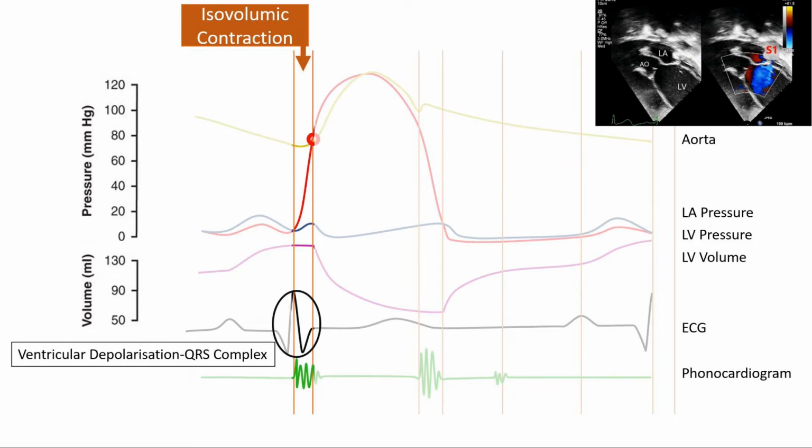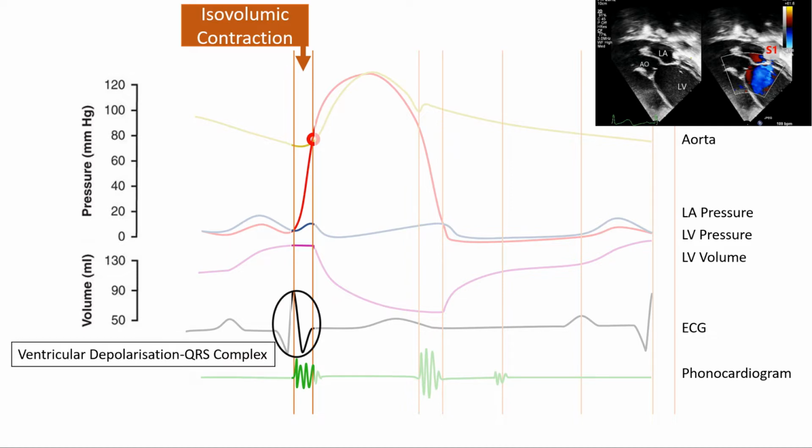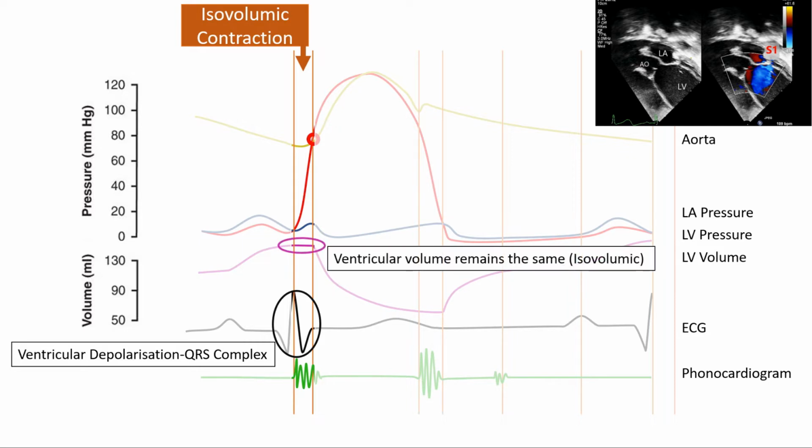Now we will see what happens to the left ventricular pressure tracing. There is a sharp rise in left ventricular pressure tracing. This period gets its name isovolumic contraction because there is no change in the ventricular volume even though the ventricle starts to contract during this period. If you see the left ventricular volume curve, you can see that there is no change to the ventricular volume or left ventricular volume during this period. That is why it is called isovolumic contraction.